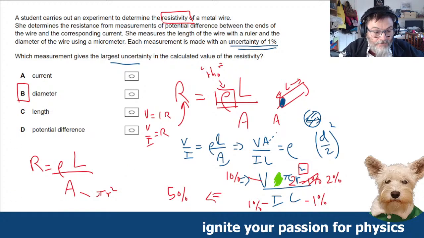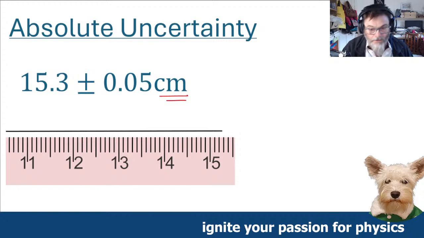So takeaway for today: learn those 3 rules: when to use absolute, when to use the percentage, and what to do with the powers. Now, in another video, I might cover how you use actual bits of kit. At the start of this video today, we just talked a little bit about using a ruler. But what do you do if you're using a micrometer, or balances, or some other piece of equipment that you might come across?